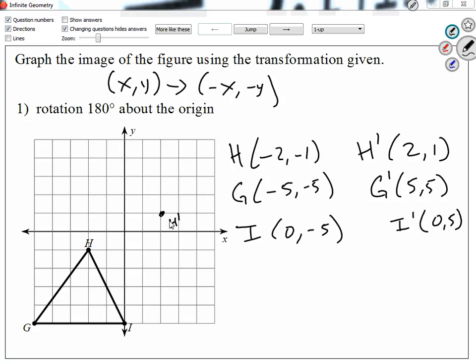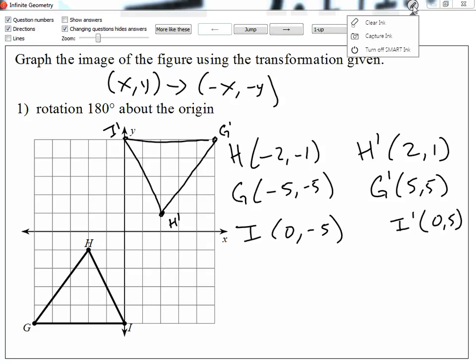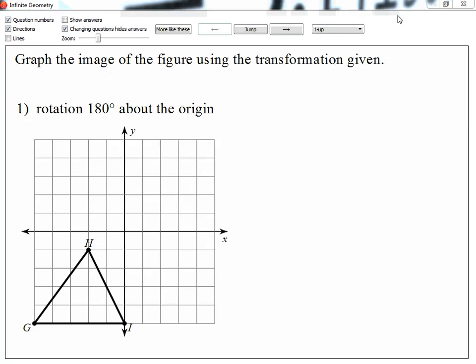Now just plot those points in. Don't forget to label them. Connect your points. If you imagine this is paper and we spun it 180 degrees, it will finish like that. Rotate it 180 degrees about the origin. Once again, about the origin is you hold the origin and you spin everything around. Any questions on the first four?